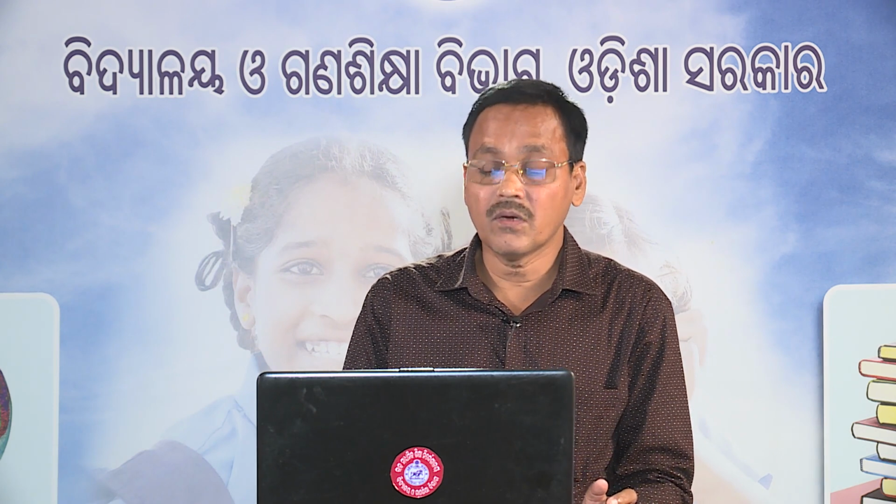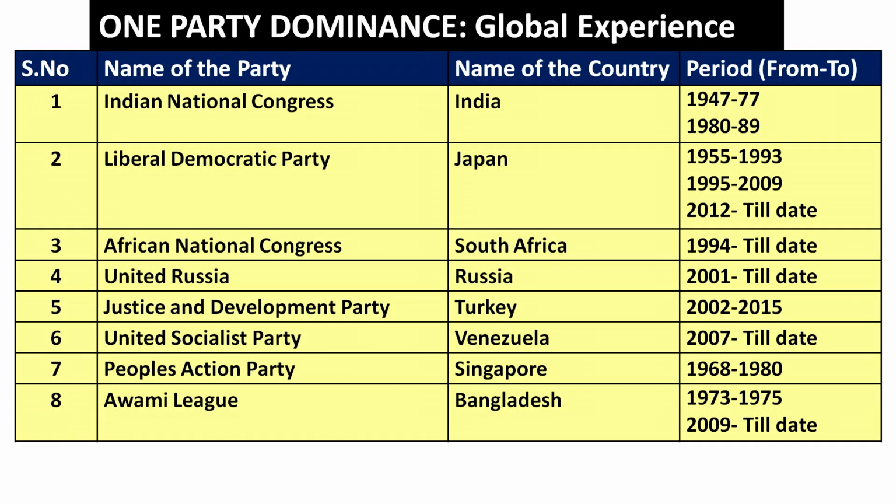One party dominance, if we take a quick look at the global picture, then you will find that the one party dominance system is found in India, Indian National Congress 1947 to 77. From 1980 to 1989, Congress was a dominant political party. Liberal Democratic Party of Japan 1955 to 1993, then 1995 to 2009 and 2012 till date, and Shinzo Abe was the Prime Minister of Japan, and he is from that political party.